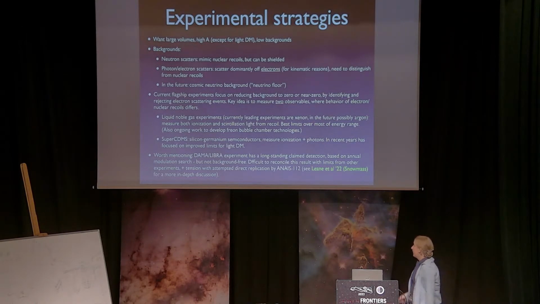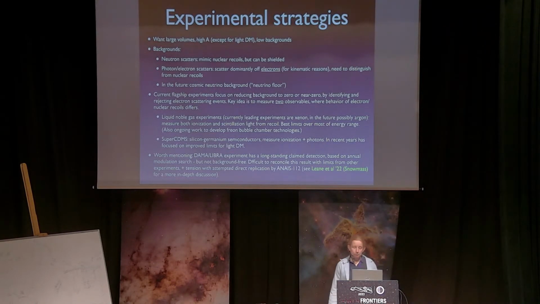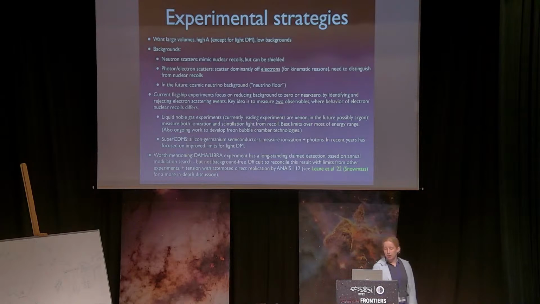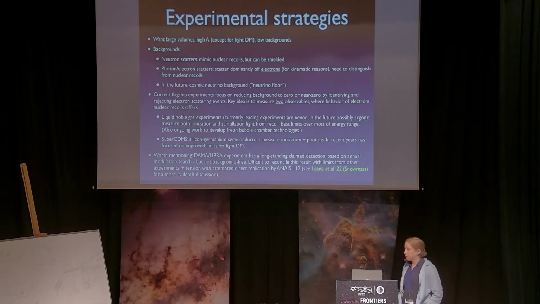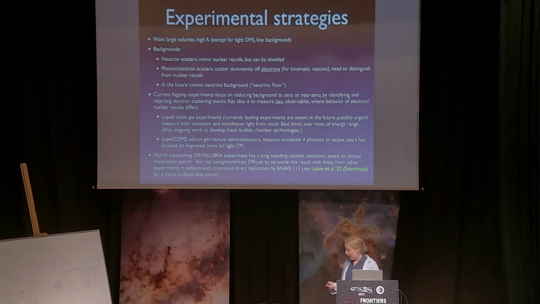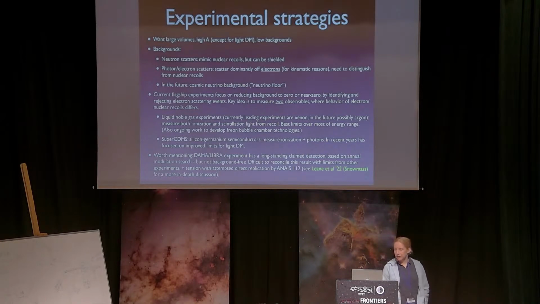You'd like to have low backgrounds. So the backgrounds here: neutrons scattering inside your detector mimic nuclear recoils but can be shielded. Photons and electrons scatter dominantly off electrons, so in these big experiments you need to distinguish between electron and nuclear recoils. And in the future, these experiments are going to get good enough that neutrinos are actually your background. And that's a more difficult background because we don't really have a good way to screen those out.